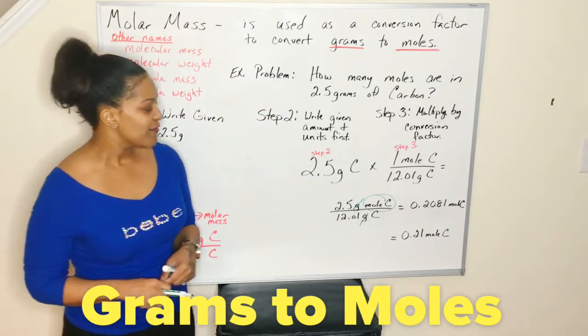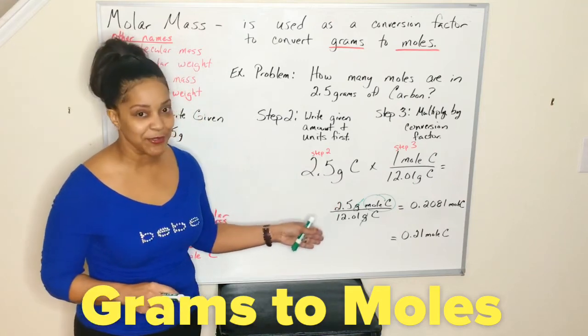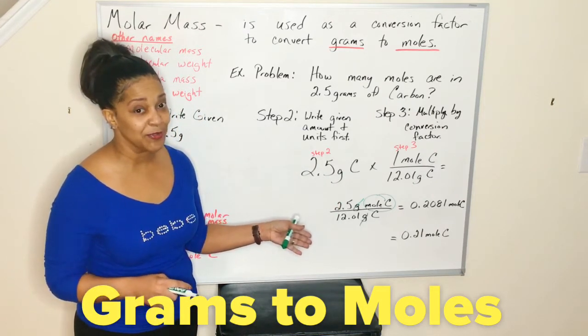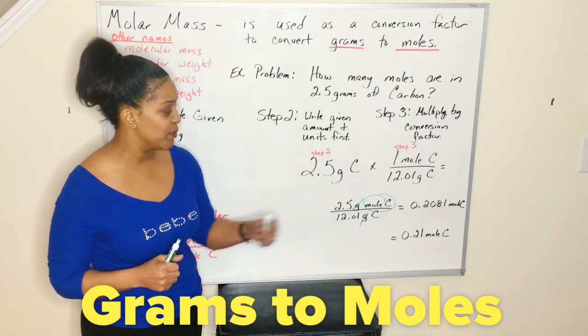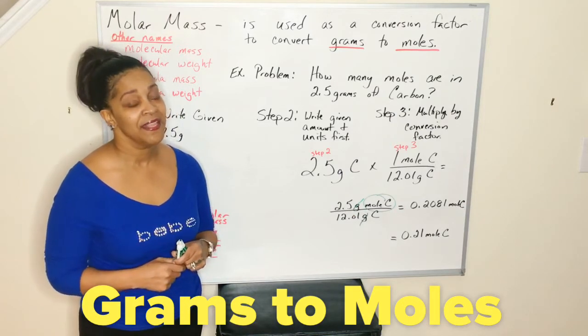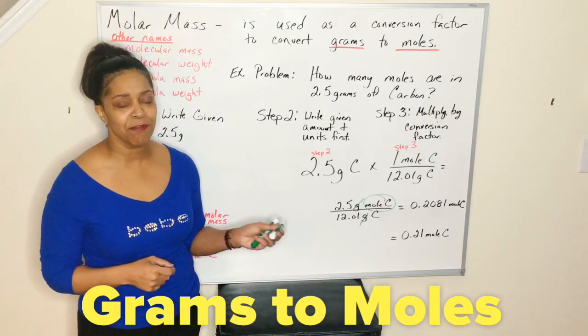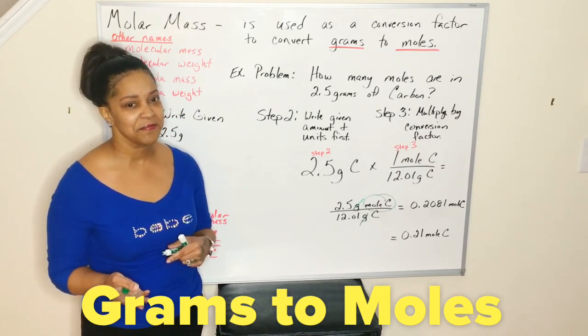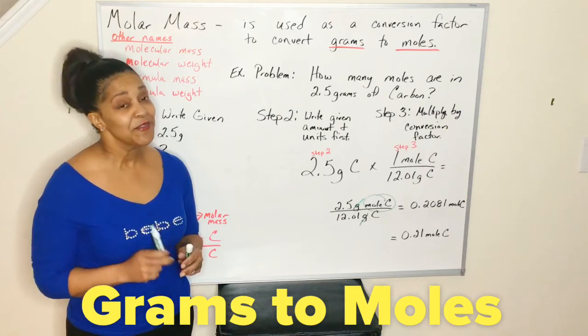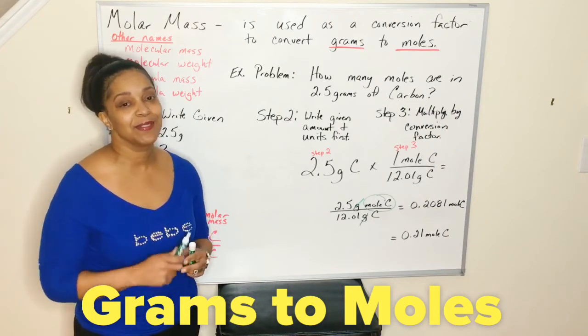Now, what if I wanted to know how many particles or atoms or molecules or things are in 0.21 moles of carbon? Can you think of a number that I would use to help me convert from moles to things? If you said Avogadro's number, you're absolutely correct.